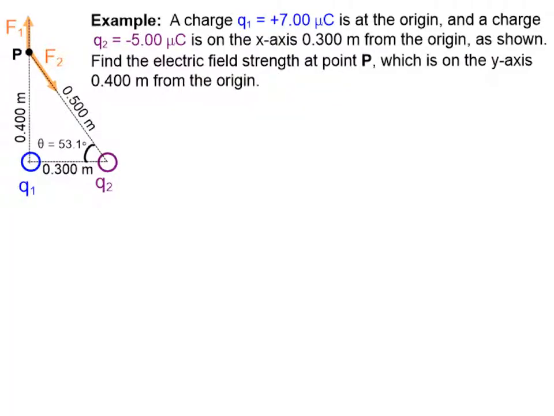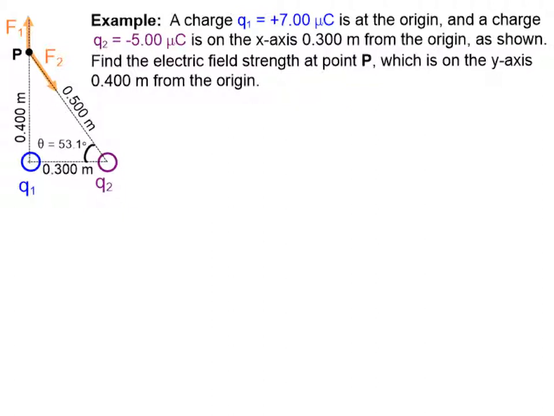Let's do an example together. In this example, we have charge 1 that is 7 microcoulombs at the origin and a charge of Q2, negative 5 microcoulombs on the x-axis, 0.300 meters from the origin. So we can look at it this way as shown. And we're supposed to find the electric field strength at point P up here. It's on the y-axis, 0.400 meters from the origin. So that has been drawn here.